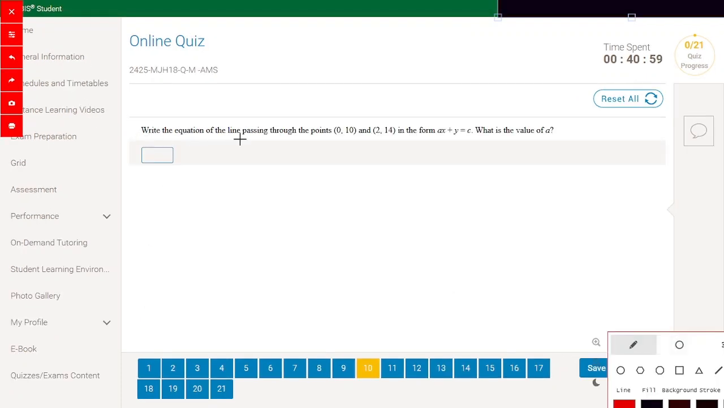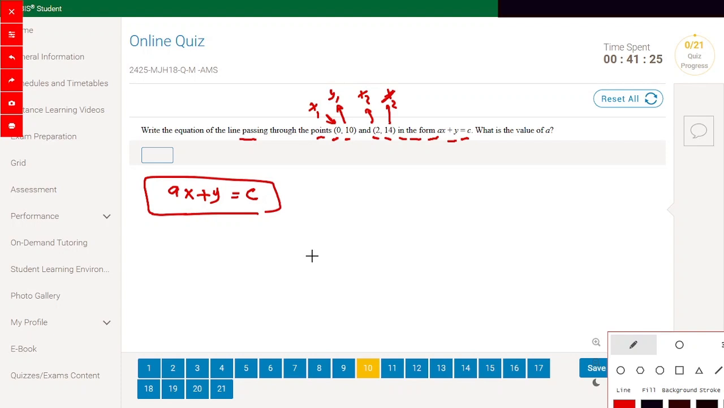Write the equation of the line passing through the points (0, 10) and (2, 14) in the form of ax plus y equal to c. This is x1, 10 is y1, and 2 is x2, 14 is y2. We have the form ax plus y equal to c. Okay, we have the line form here. It's y equal to ax plus b, right? And b or c, whatever.